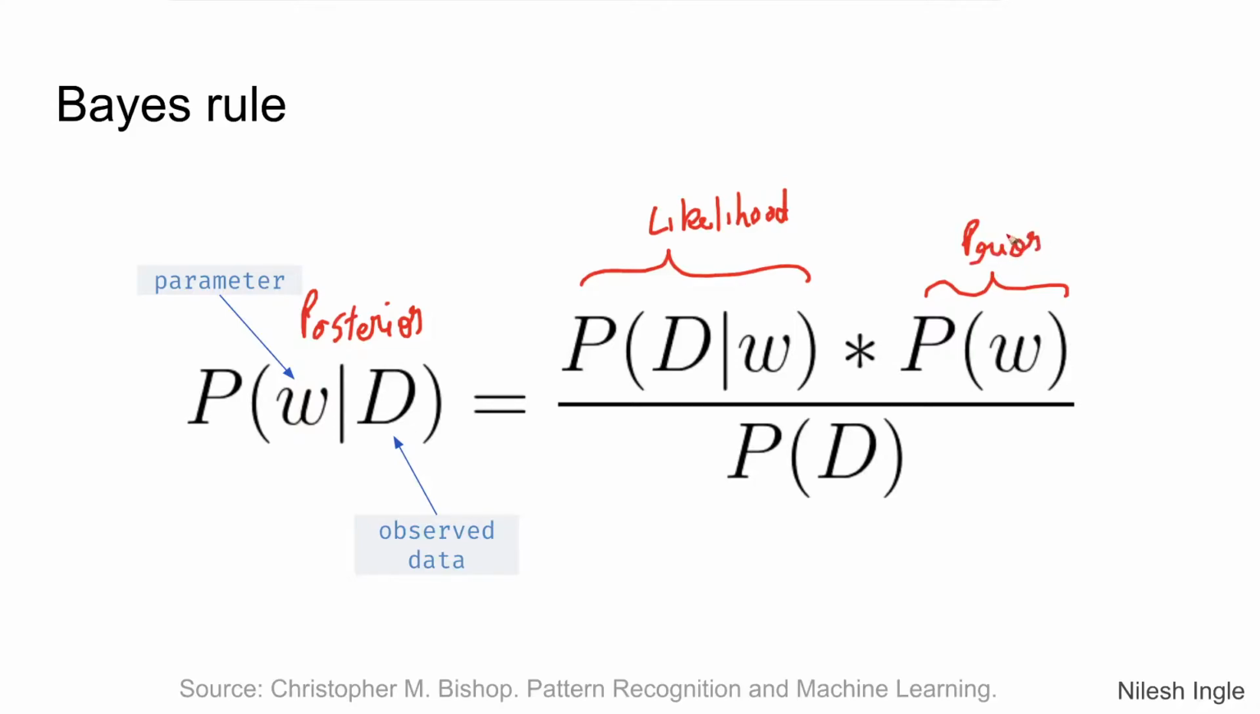So the prior probability: what is the prior information we have about the parameters W that can be used to update the existing parameters along with the data that we have? And this is for normalization. This is also called the marginal likelihood.